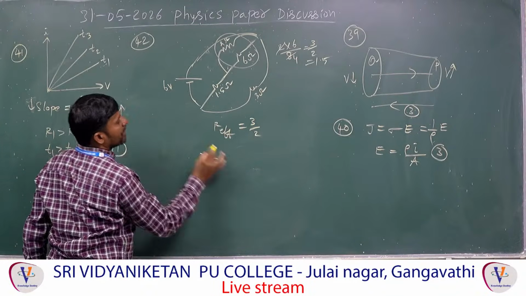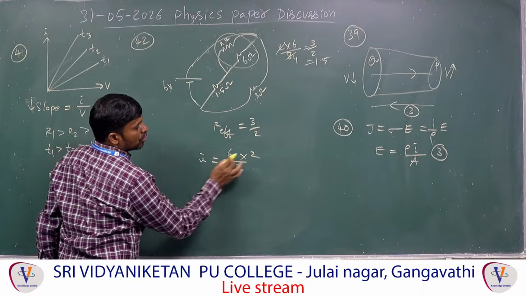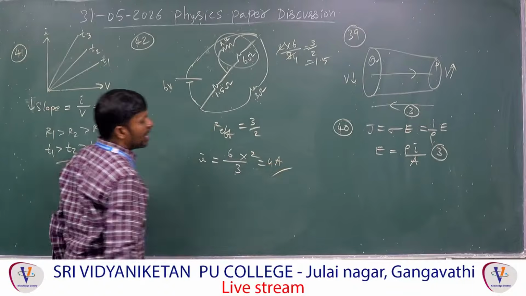Therefore, I is equal to V by R, with R as 3 by 2. So 12 by 3, we get 4 amperes.